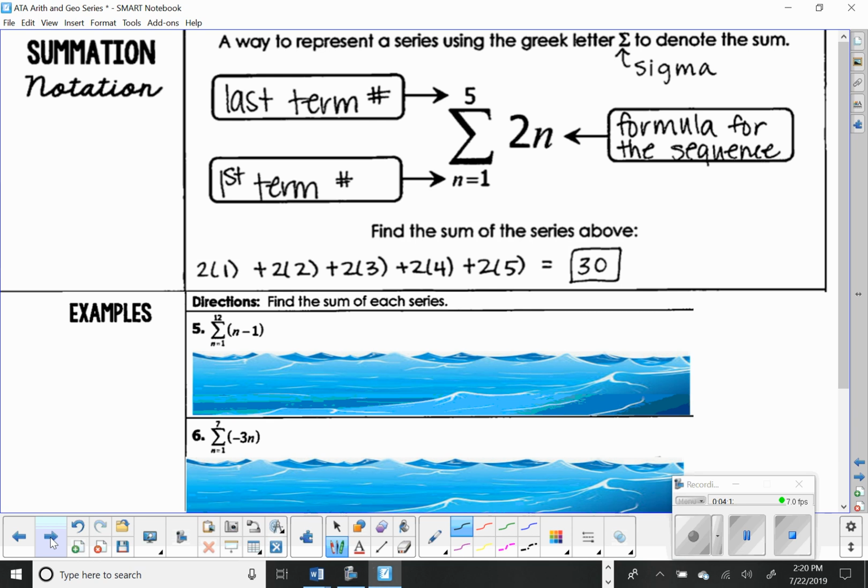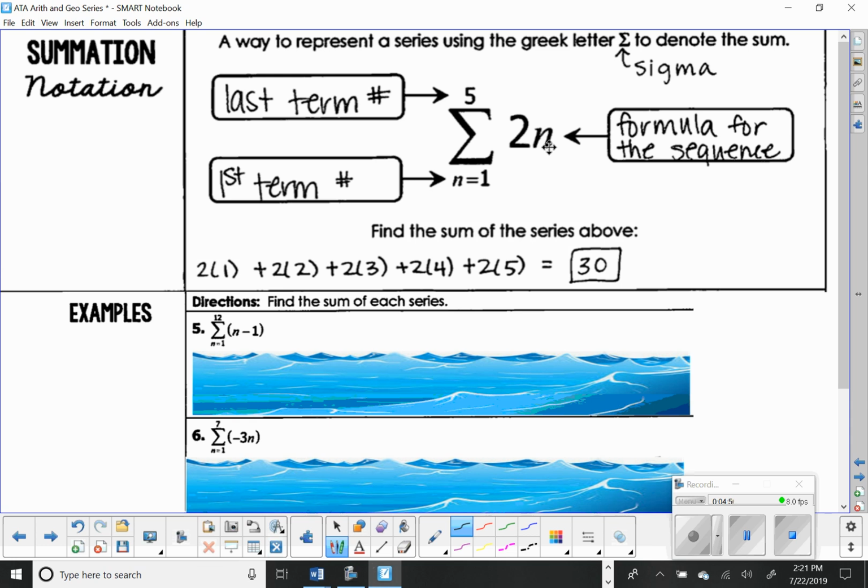Now, summation notation. This is woohoo! So good, because you can do it in the calculator. Now, it's crazy. It looks Greek, because it is Greek. It's a way to represent a series using the Greek letter sigma to denote the sum. At the bottom, it tells you the first term. Because remember I said you don't always have to start with 1. In this case, I'm starting with 1. n equals 1 up to 5. 5 is the last term. 2n, that's the formula for each a sub n. Okay, so this is the formula for the sequence. This is telling me to add them all together.